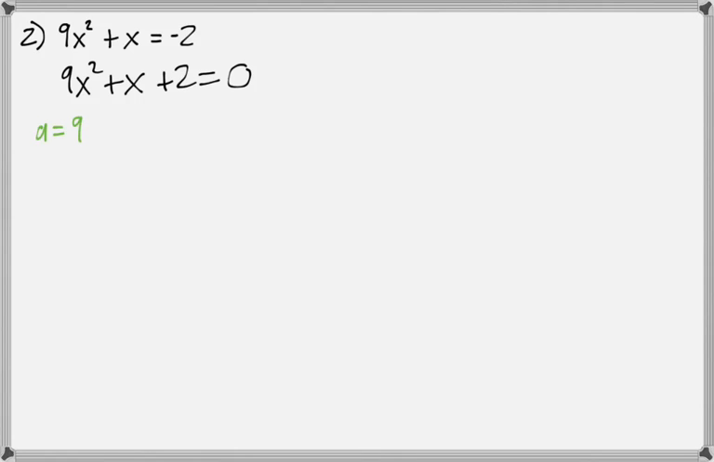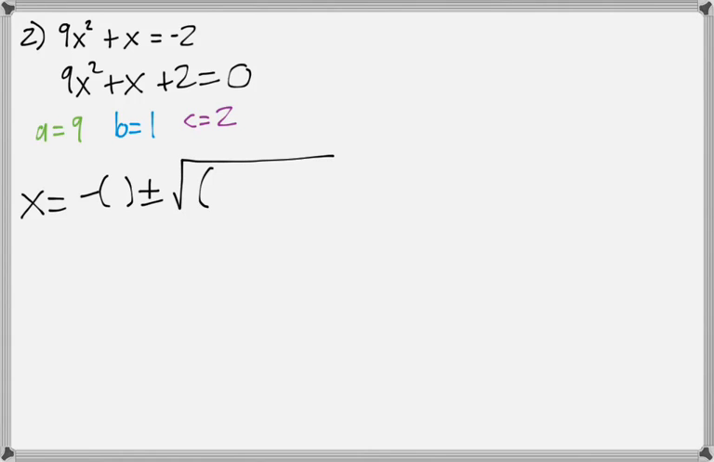So a is equal to 9, b is equal to 1 because there's an implied 1 there, and c is equal to 2. So my quadratic formula, I'm going to write it but with open parentheses where I see my variables.